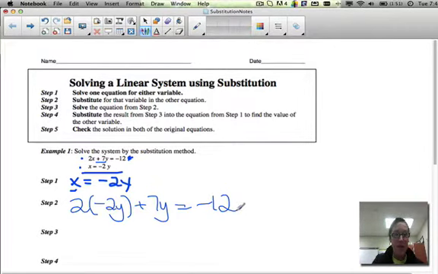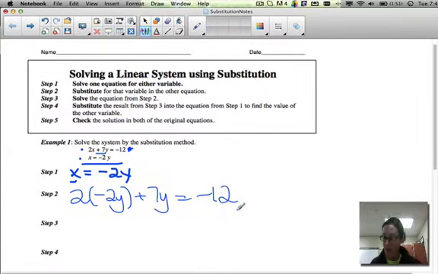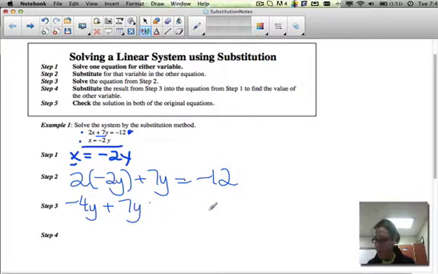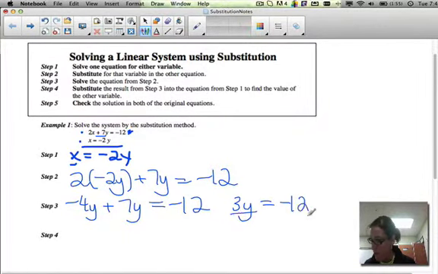Now step 3 just says solve, so I'm solving step 2. So I'm going to simplify. 2 times negative 2y is negative 4y. I still have the plus 7y equals negative 12. A few more steps to go, because I'm actually solving for y, trying to get y by itself. Negative 4y plus 7y is 3y. So I have 3y equals negative 12. Divide by 3. And y equals negative 4.